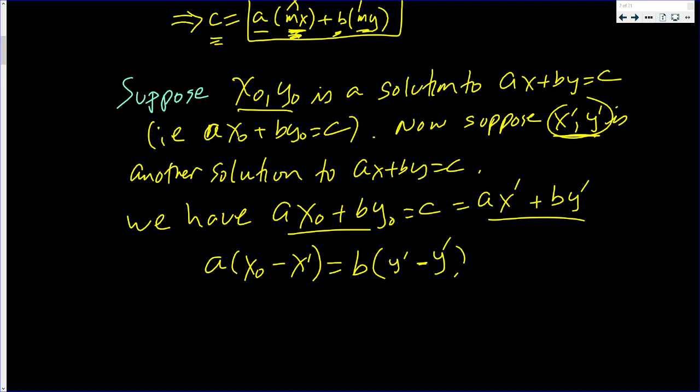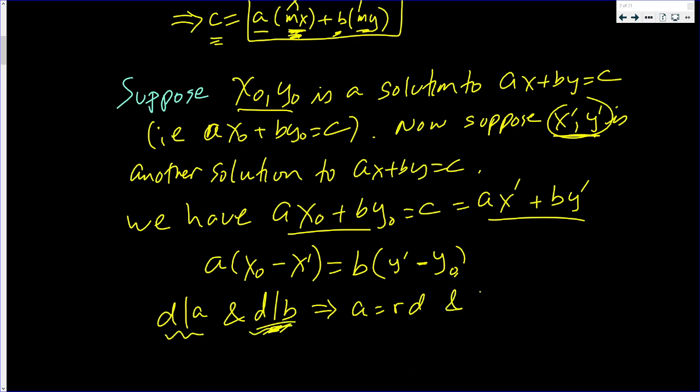Okay, actually, it should say that. Okay. Now, we know that D divides A and D divides B, because D is the greatest common divisor of A and B. That implies that A is some multiple of D. That came from here, and from here we have B is some multiple of D.